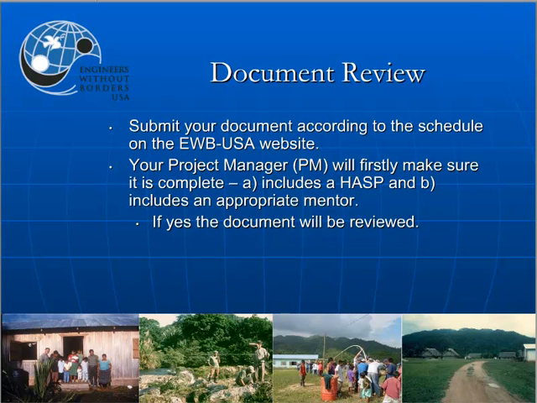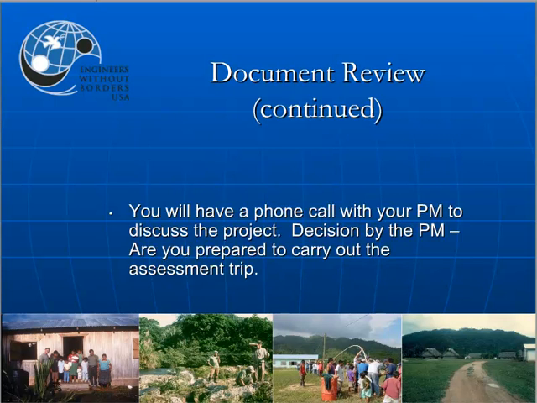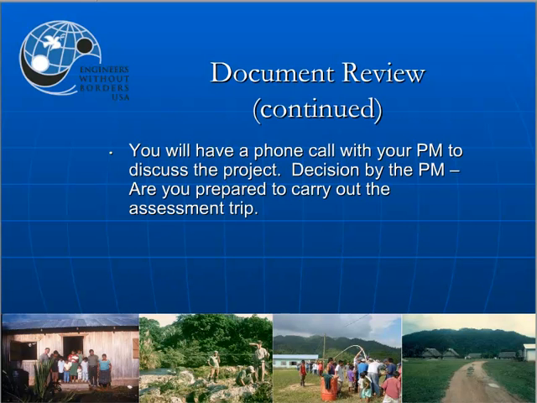So the first thing your project manager is going to do is check two things. Make sure it includes a health and safety plan, and number two, includes an appropriate mentor. If it does, your project manager is going to review the document. If not, the chapter is going to have to complete it and resubmit for the following month. So if there's no HASP or you don't have an appropriate mentor listed, we're not even going to review the document. You're just going to have to do the corrections and get it to us the following month.